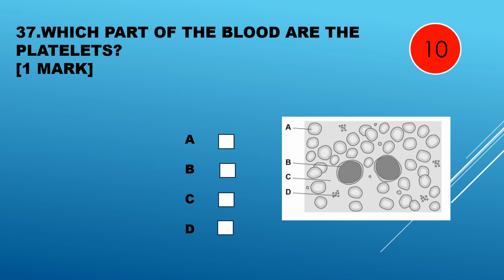Question 37. Which part of the blood are the platelets? A, B, C or D? Structure D are the platelets in the blood. Question 38. Which part of the blood carries oxygen? Is it A, B, C or D? It's red blood cells that carry oxygen, and red blood cells are structure A.